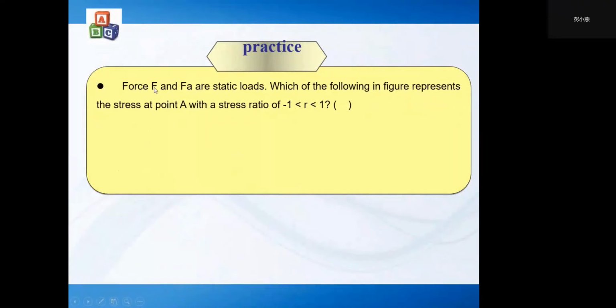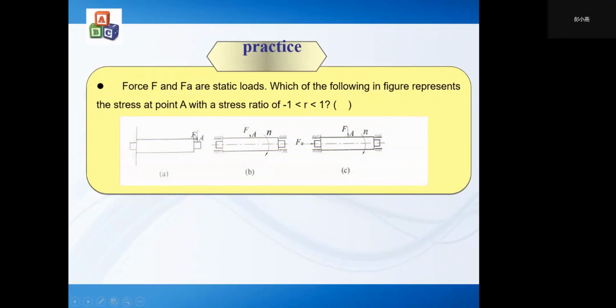Both F and FA are static loads. Which of the following in the figure represents the stress at point A with a stress ratio of less than 1 and greater than -1? A, B, C.